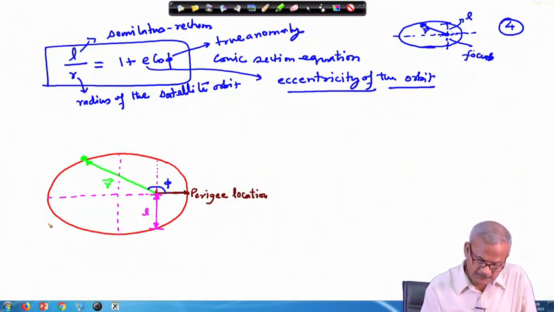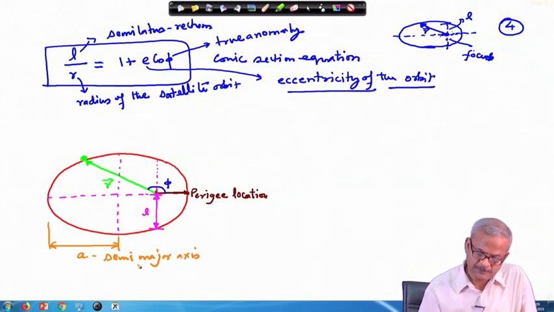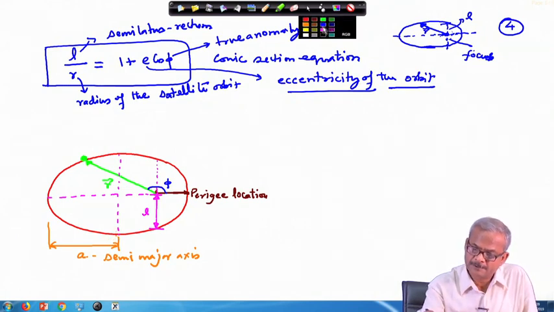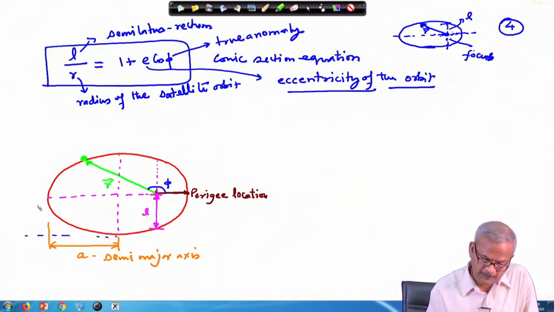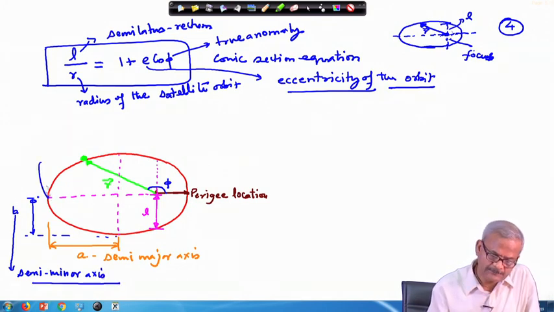Then the length from this place to this place is called the semi major axis. Similarly, this distance from here to here is indicated by b, and this is called the semi minor axis. This point is your apoapsis or the apogee location.